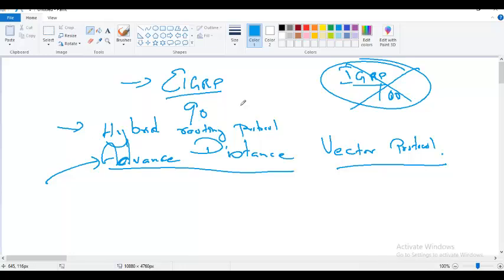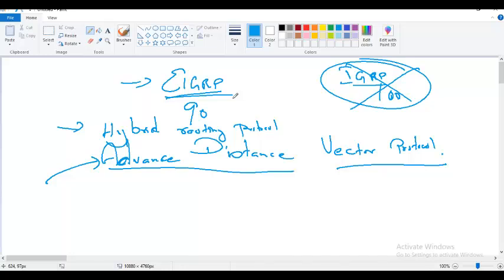But in reality, if you see the working principle, this doesn't have anything related to OSPF. So you cannot call it a hybrid protocol. EIGRP has got no traces like OSPF.